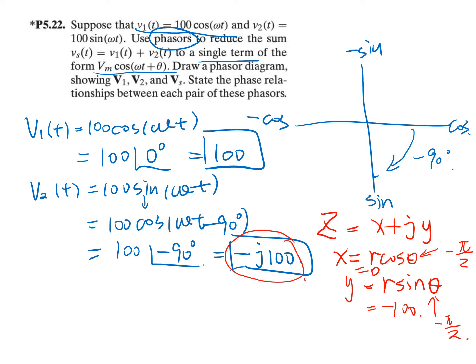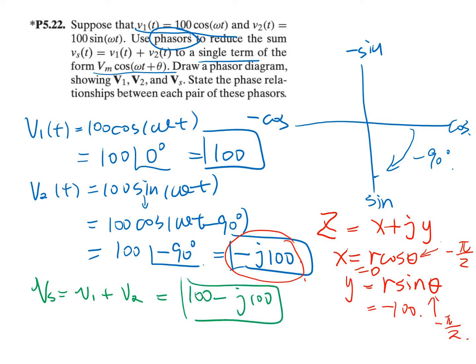So now what we need to do is to find Vs. To find Vs, we need to add them together. Vs is V1 plus V2, and that is 100 minus 100J. Well, now what you need to do is to convert this back to the phasor form, and you'll get 141.4, the angle of negative 45 degree.